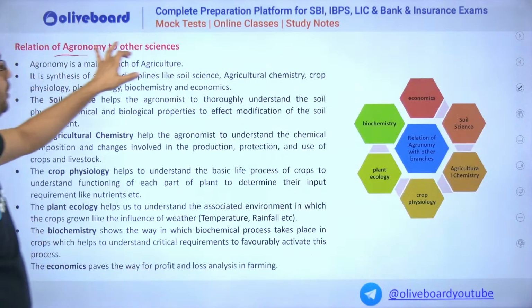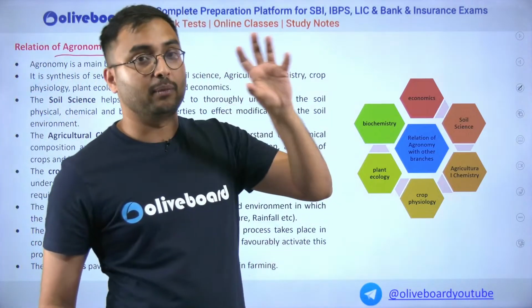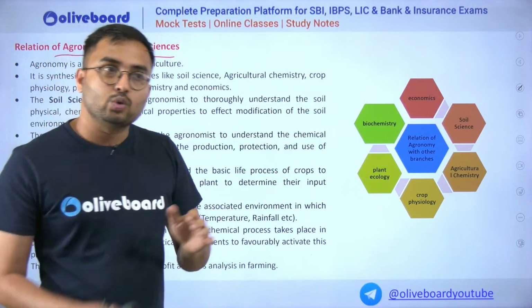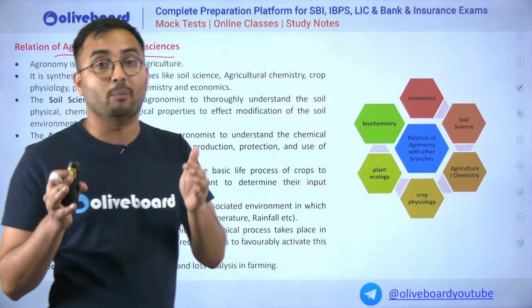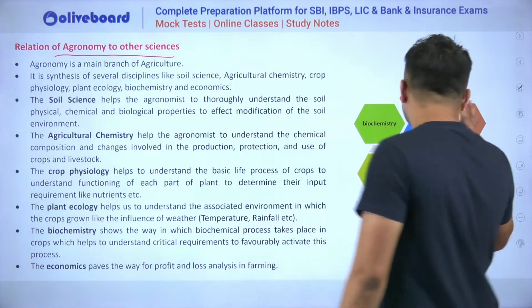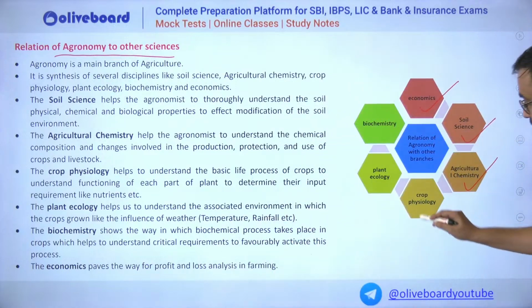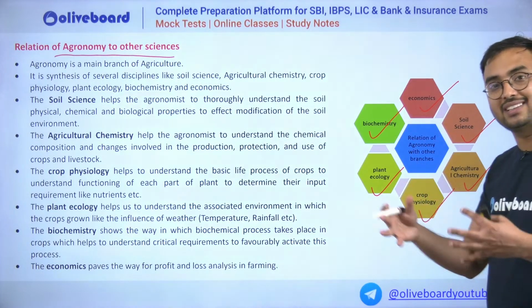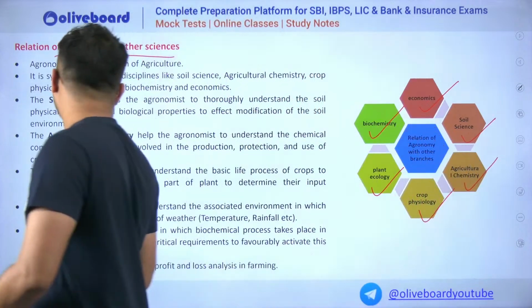Then relation of agronomy to other sciences, it's very simple. Agronomy is also a scientific branch under your agriculture. Am I right? So when agronomy is scientific way or methodology to manage the field and crops, automatically agronomy considers economics, soil science, agricultural chemistry, crop physiology, plant ecology and biochemistry together to understand crop combination and which are the most possible solutions for different problems.